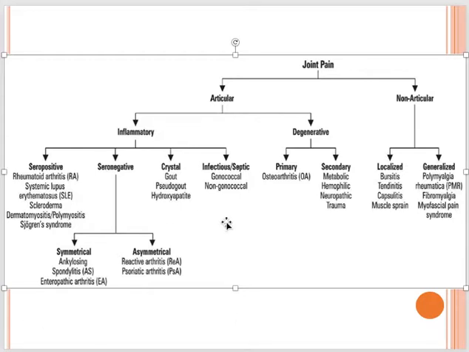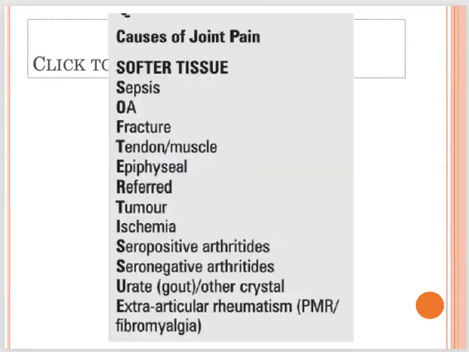Now, this is the classification of joint pain. I believe it's very easy, right? It's nothing which will take much of your brain. Again, these are the causes of joint pain, soft tissue. So you can see sepsis, osteoarthritis, fracture, tendon or muscle pain, epiphyseal pain, referred pain, tumor, ischemia, seropositive arthritis, seronegative one, urate like gout or uric acid gout, extra-articular manifestation, rheumatism like polymyalgia rheumatica or fibromyalgia. So again, this is the mnemonic for these.